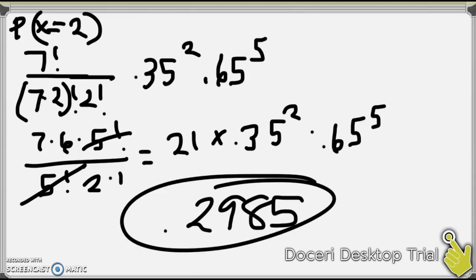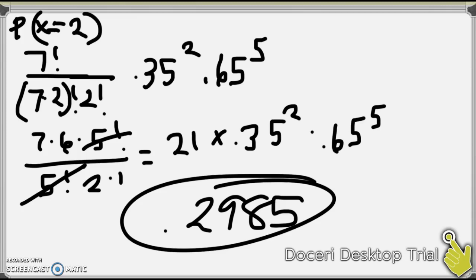Okay, so I'm going to circle that number. That is just one part. That was for x equals 2. So I'm going to come back in a minute and add my 3 circles together. So remember 0.2985. Write it down somewhere.